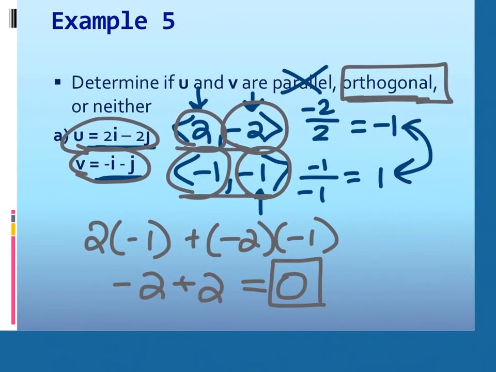If it was neither, obviously I would have said neither. So you want to look at their slopes and compare if they're parallel. You want to look at their dot products and see if they're orthogonal, and then if not, they're neither.